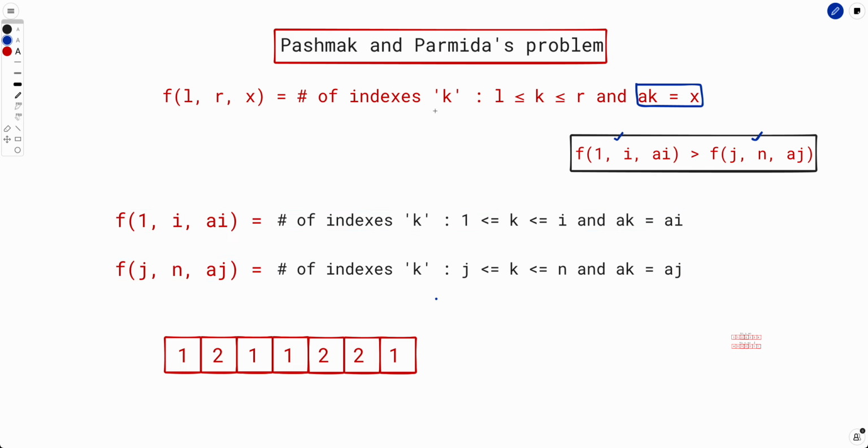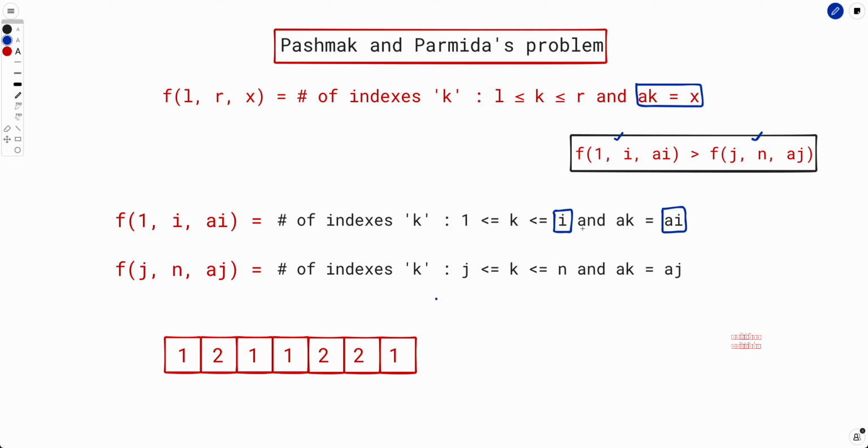So f_lrx was the number of indices k such that k lies between l and r and ak equals x. Let's expand f1ai, just putting the values in. It translates to the number of indices k which lie to the left of i, so everything in the range 1 to i, and the value is equal to ak, which is equal to ai, right? So this is what the value of f1iai is.